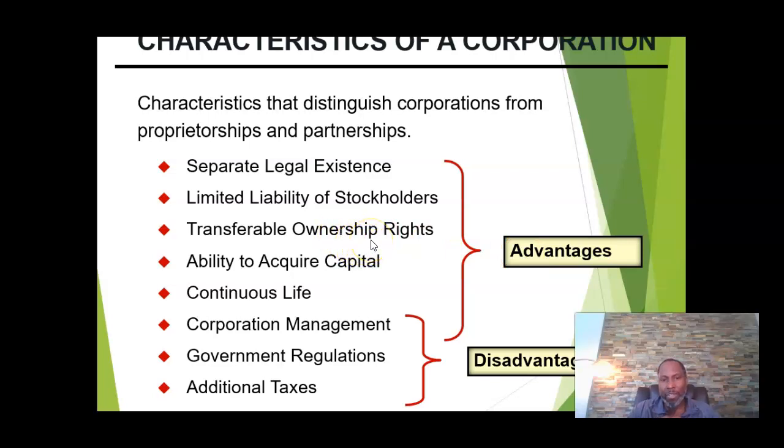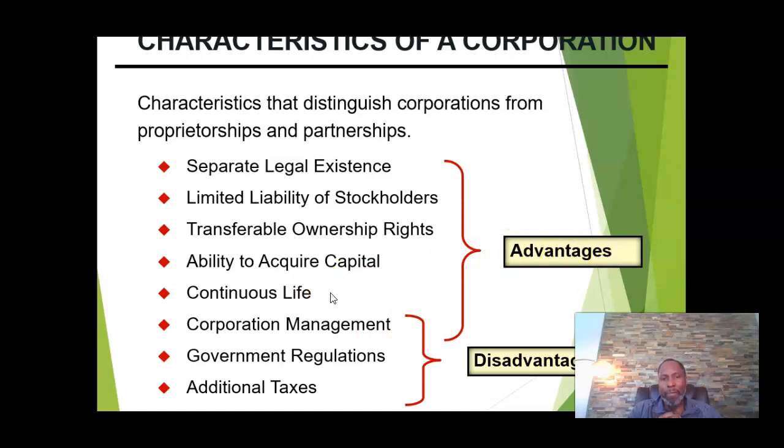Transferring ownership is pretty easy for a corporation. You transfer ownership by selling stock. So when one person buys stock and sells to another person, they're transferring ownership. So it's pretty easy to transfer ownership for a corporation. Ability to acquire capital. When corporations need money, they can sell shares of stock in order to raise capital for that business organization.